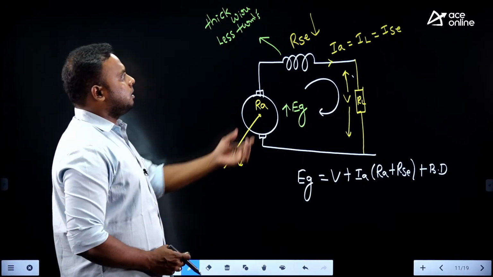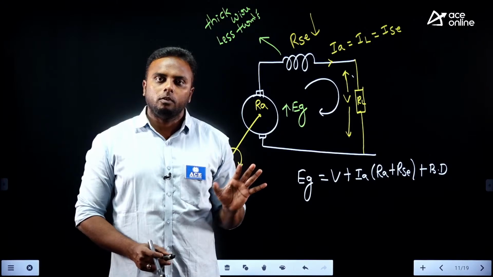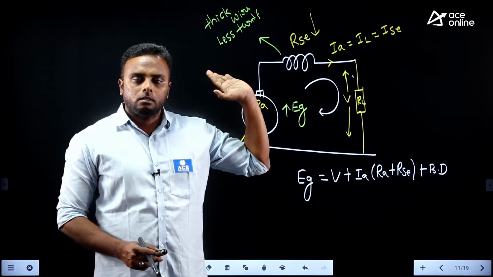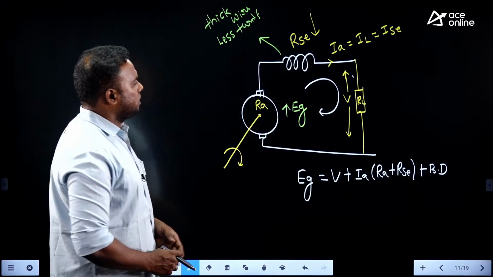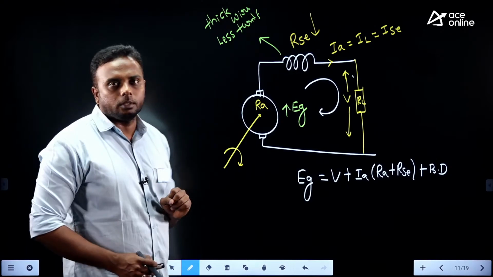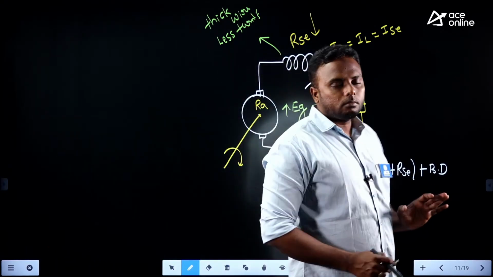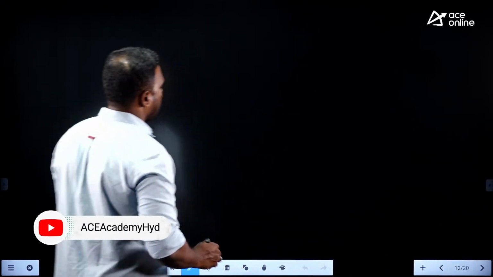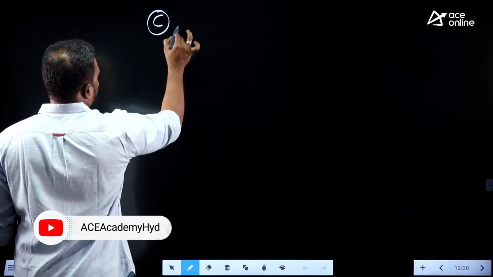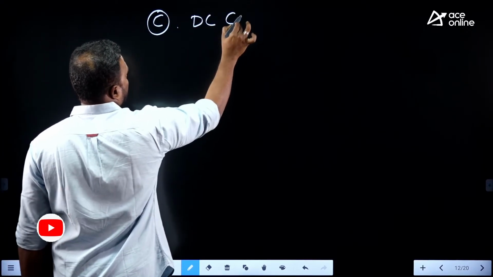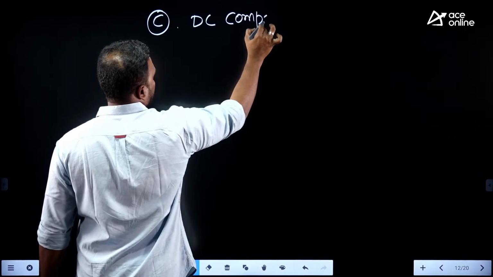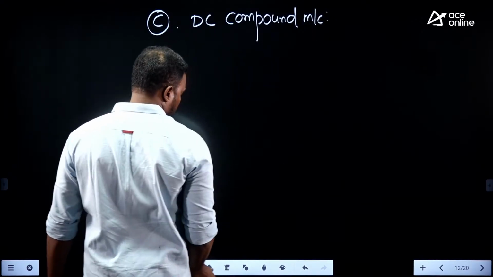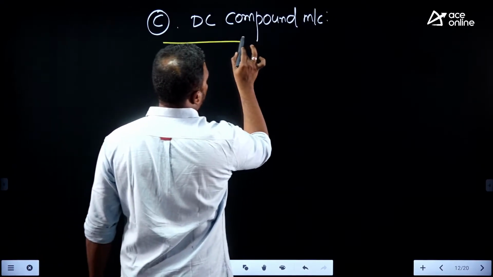The representation of series and shunt here is important. So while drawing shunt, you have to draw more turns with a thin wire, and here thick wire with fewer turns. Okay. Next. So this is the second one in the self-excited DC machine. And what is the third one? DC compound machine. Now the third one is DC compound.